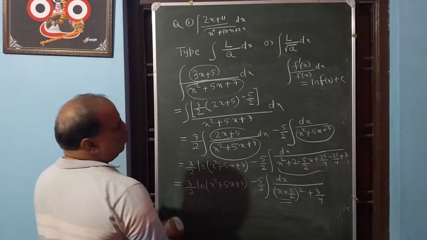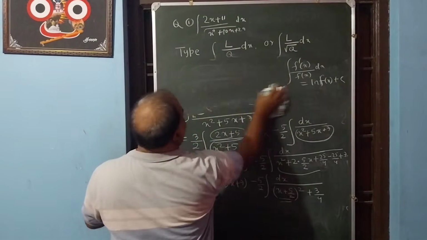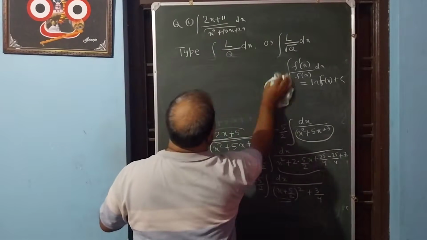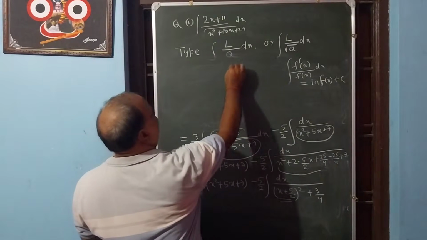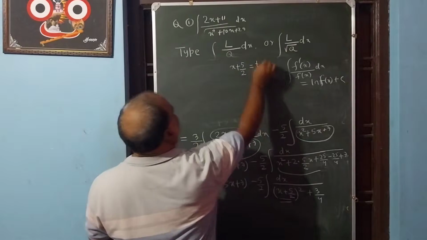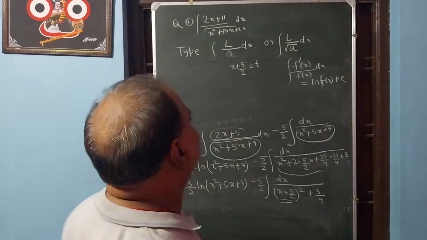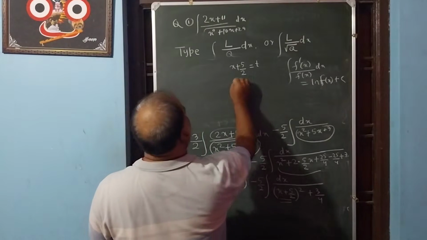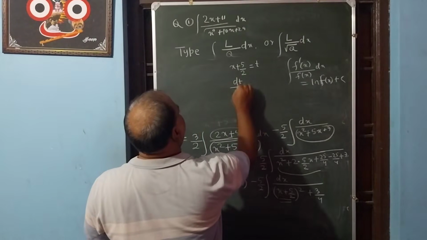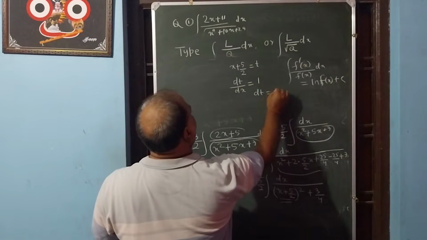Write out x plus 5 by 2 is equal to t. Once you take this, you have to differentiate on both sides with respect to x. So we get dt by dx, that is 1. So dt is equal to dx.